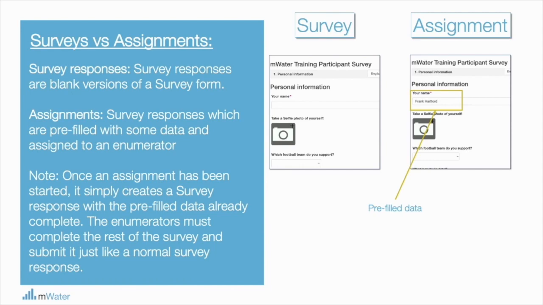This will appear on the assigned enumerator's device with the basic information filled out, like water point name, water point GPS, and water point type. These things don't change over time, so they can often be pre-filled.